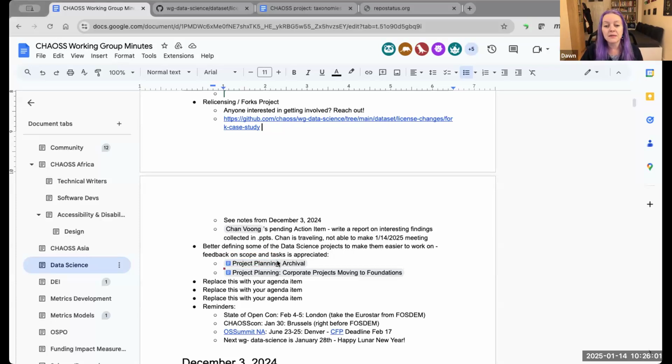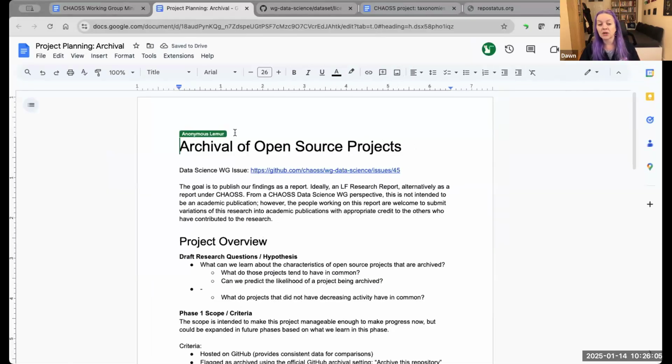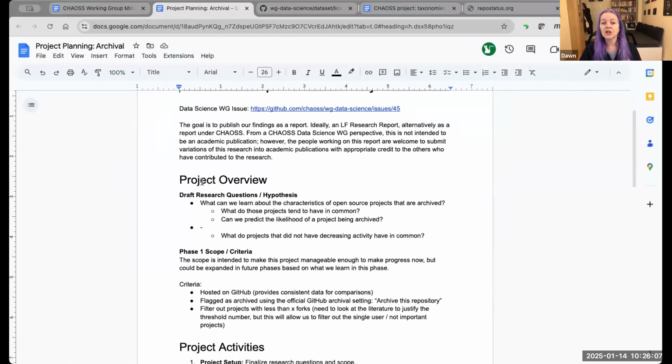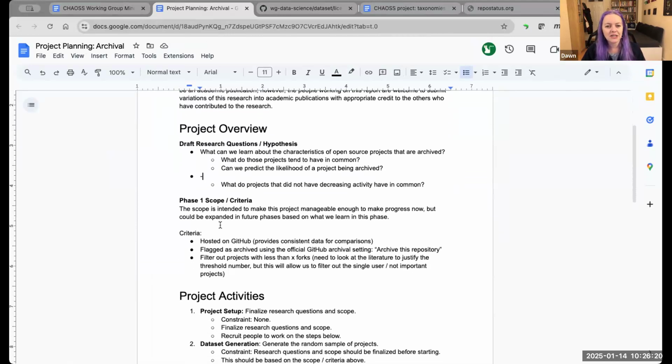But both of these project planning documents look pretty similar. There's a project overview where I've drafted some research questions or hypotheses, depending on the project, based on some of the things that I had been thinking about. That doesn't look right. I'm going to go back in the history. I think there was a question there.